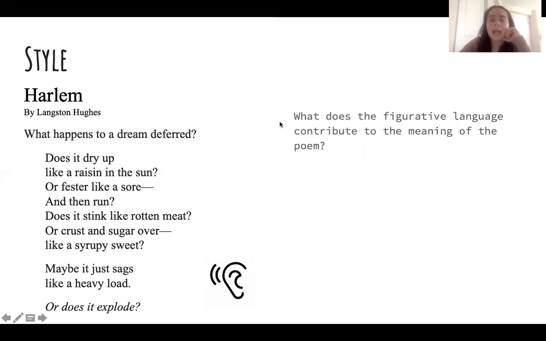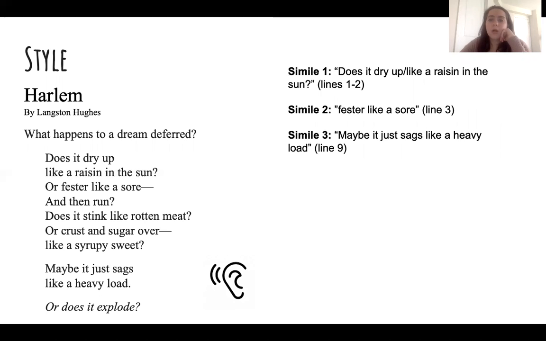So now I have to go to my second question, which is the analysis piece. What does the figurative language contribute to the meaning of the poem? So I looked back at the poem, I read it again, and I was thinking, okay, so the simile is so repetitive. I feel like it's really giving me this idea that Langston Hughes is uncertain about these things that he's putting forward. Like, he doesn't really know if a dream that's put off is like a raisin in the sun. He doesn't really know if a dream that's put off is like a sword. He's not sure.